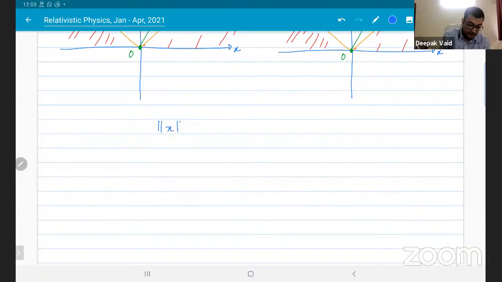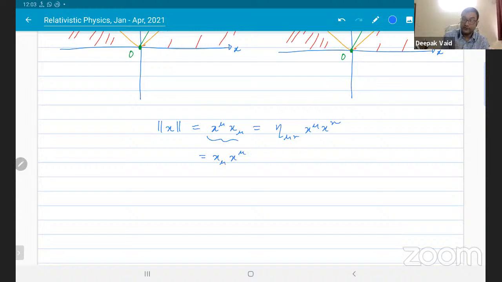So I have some vector x. I write down the norm of this vector. How do I write it? I write it as x^mu x_mu, which can also be written as eta_{mu nu} x^mu x^nu. Right? So you can write it like this, you can write it like this, it doesn't matter.